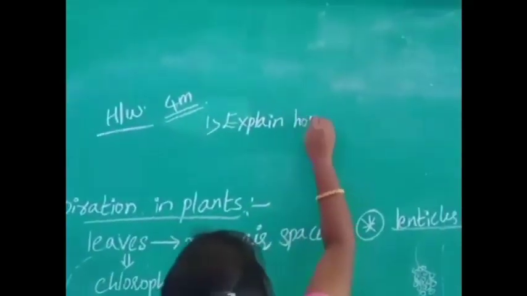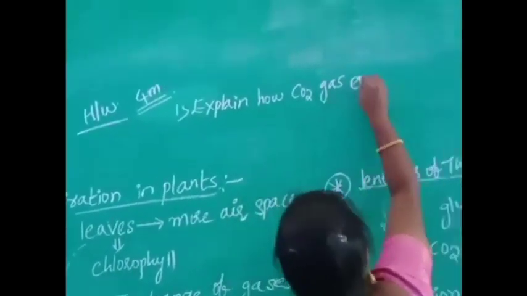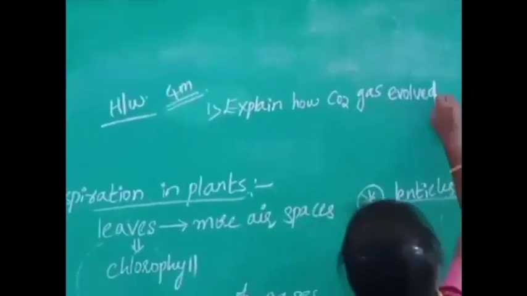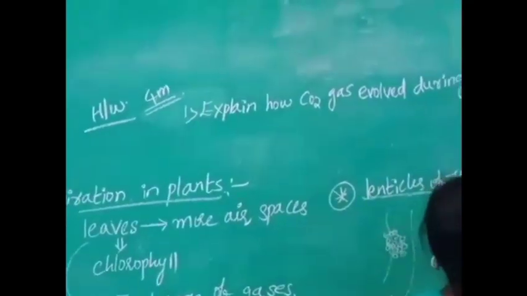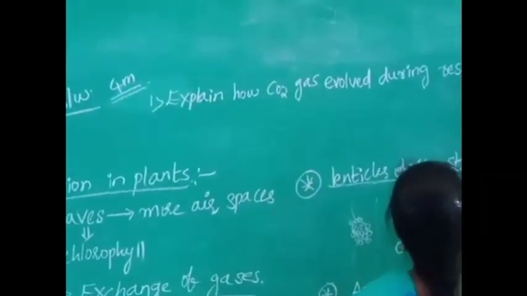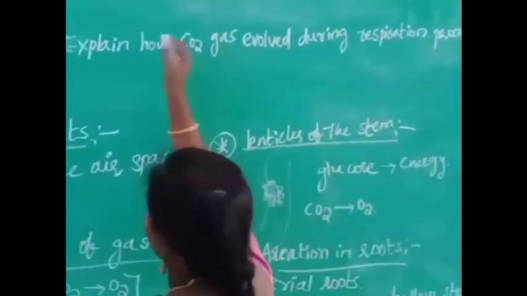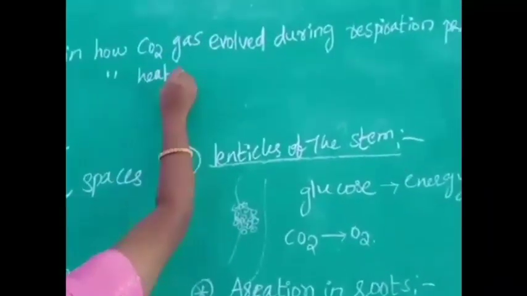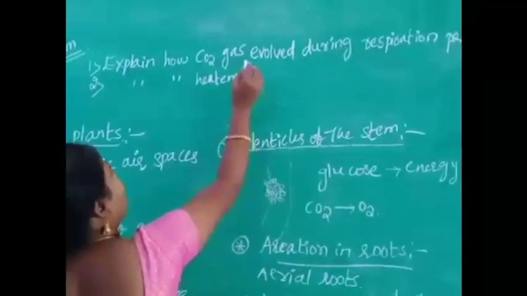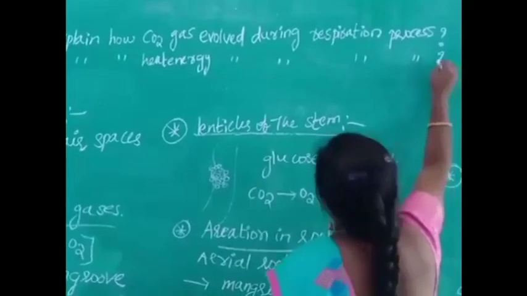Explain how carbon dioxide gas is evolved during the respiration process. Second question: explain how heat energy is evolved during the respiration process.